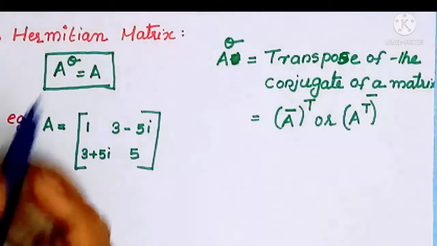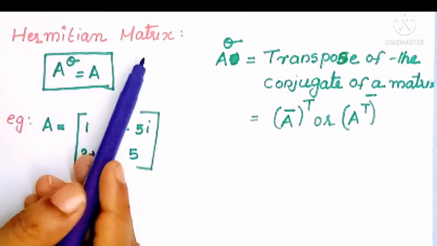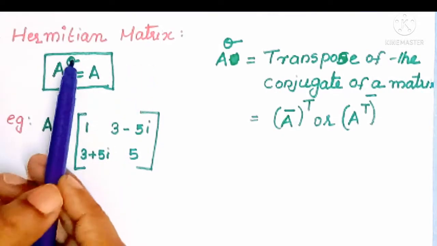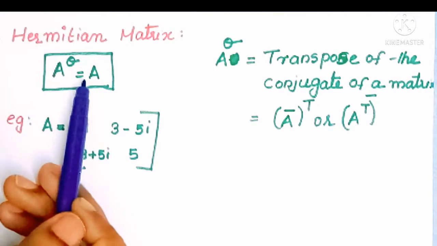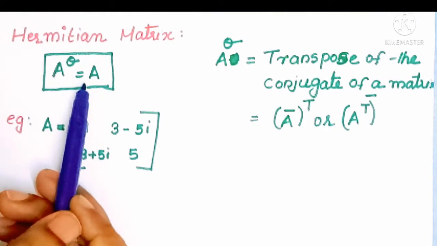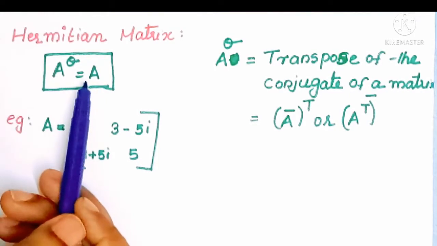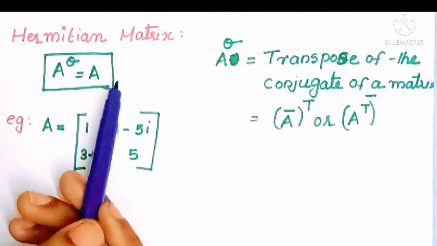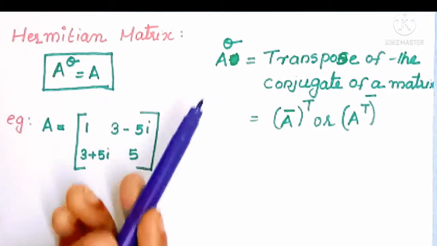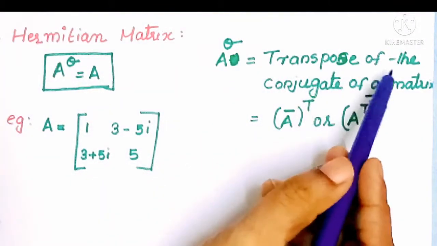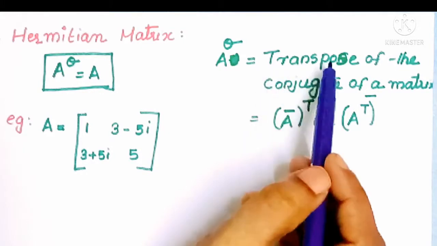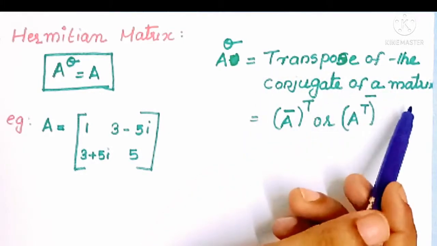Next concept. What is meant by a Hermitian matrix? The condition of a Hermitian matrix is A theta is equal to A. Then we can call this matrix A a Hermitian matrix. What is the condition of a Hermitian matrix? A theta is equal to A. Then what is meant by A theta? A theta means the transpose of the conjugate of a matrix.